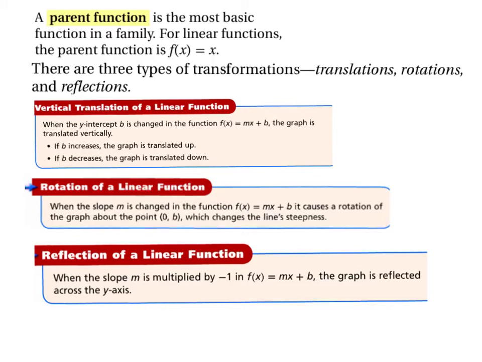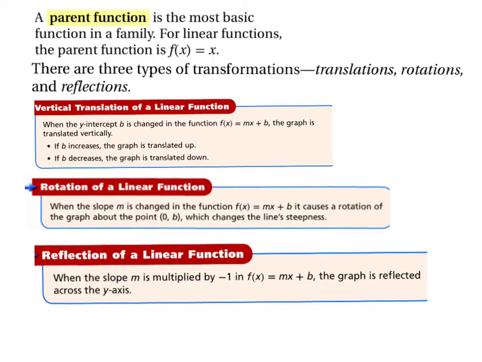A rotation is a turn around a point, and so when the slope of a function is changed, it causes a rotation around the y-intercept. A rotation results in a change of the line's steepness and can either become more steep or less steep. Reflection of a linear function is the final thing we're going to talk about.